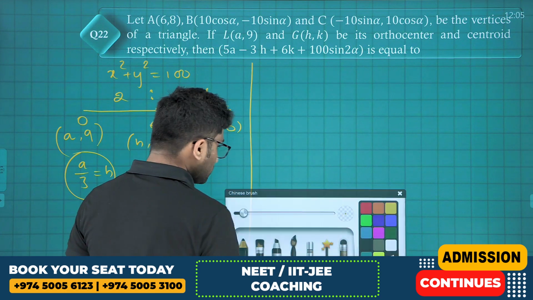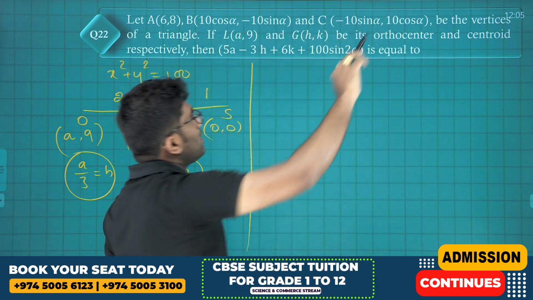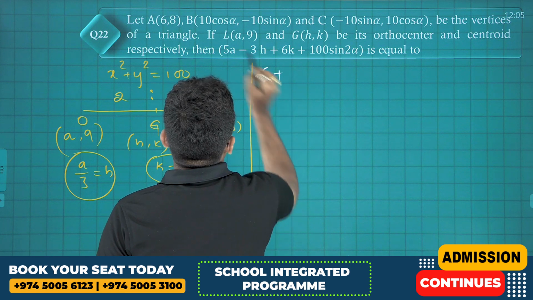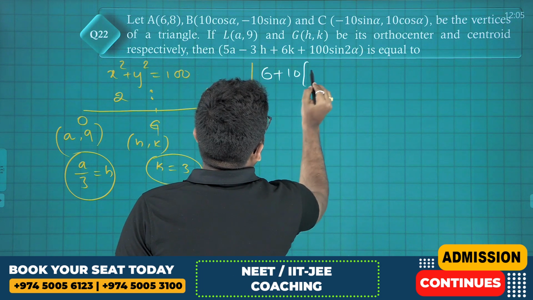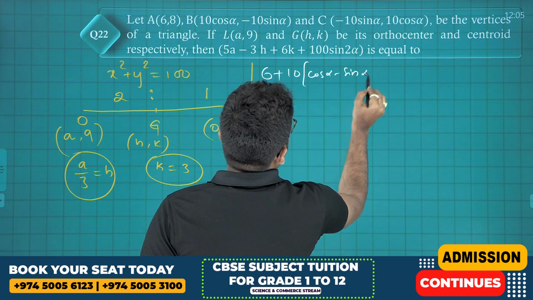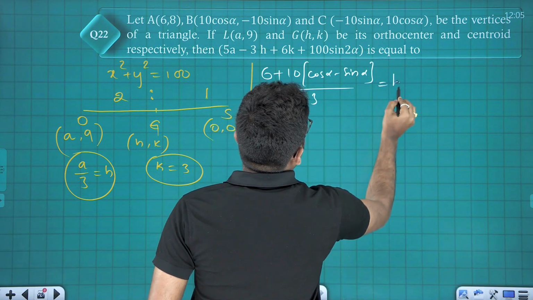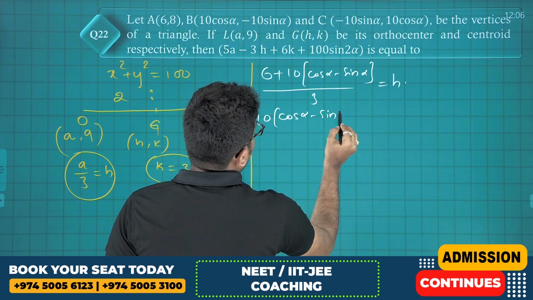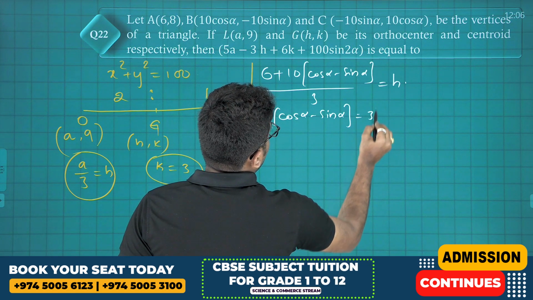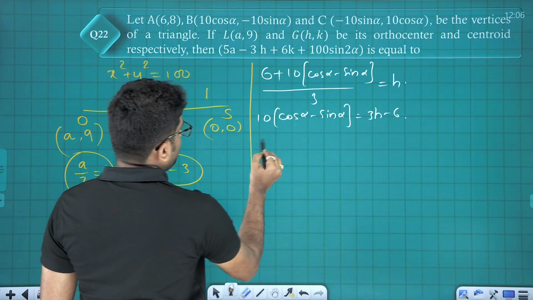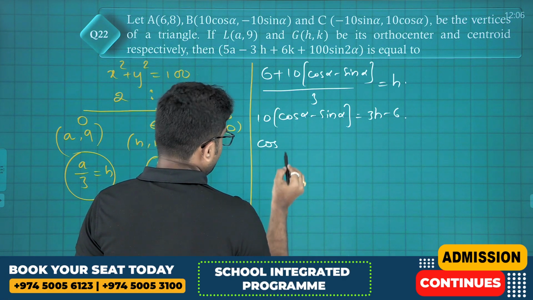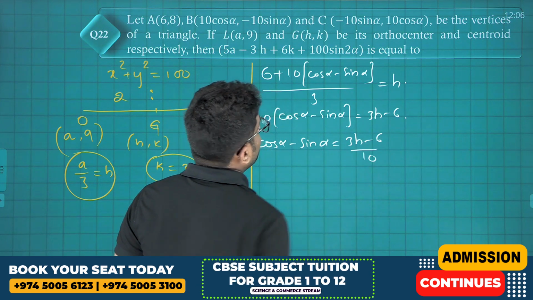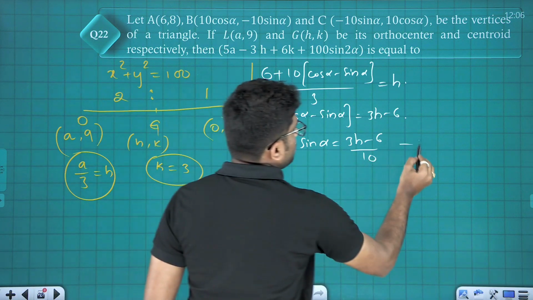So next, generally the centroid formula is (x1 plus x2 plus x3) by 3. Correct? That is 6 plus 10, take common. If you take 10 common, (cos alpha minus sin alpha) whole divided by 3 is equal to h, friends. Correct? So 10 times (cos alpha minus sin alpha) is equal to 3h minus 6. So cos alpha minus sin alpha is equal to (3h minus 6) divided by 10. We'll take the y coordinate now. We'll use this as equation 1.